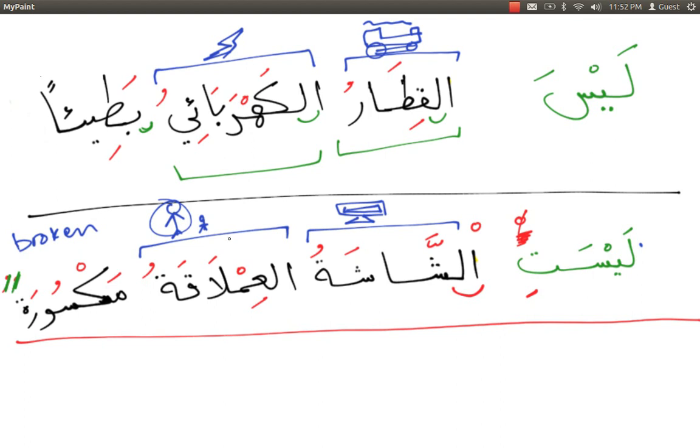Okay, so this is all for this lesson. The next lesson we'll learn how to negate the sentence that starts with kana. Okay, how to negate the sentence if it was in the past tense, or at least the nominal sentence that starts with a noun. How to negate that when it starts with kana.